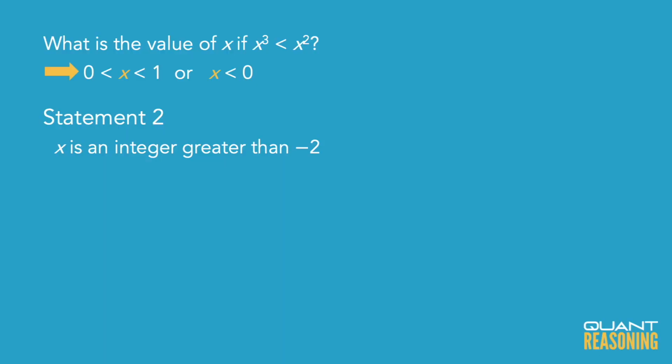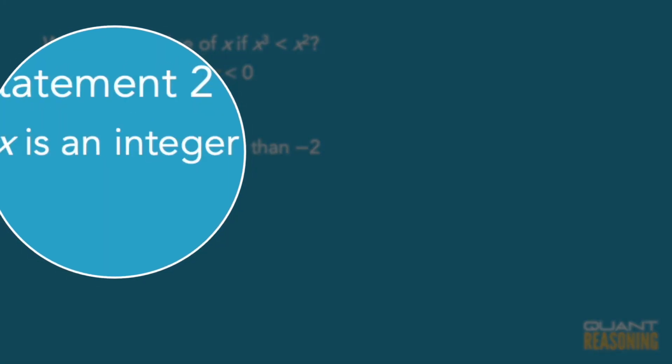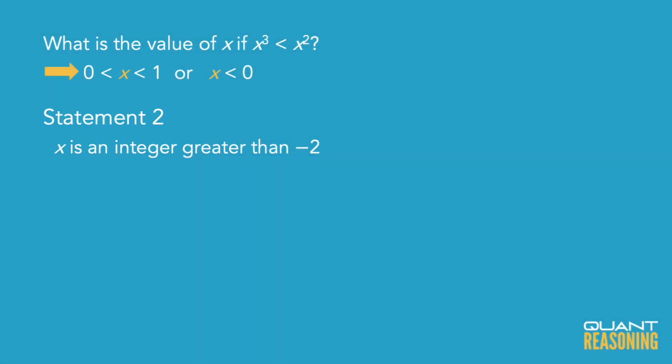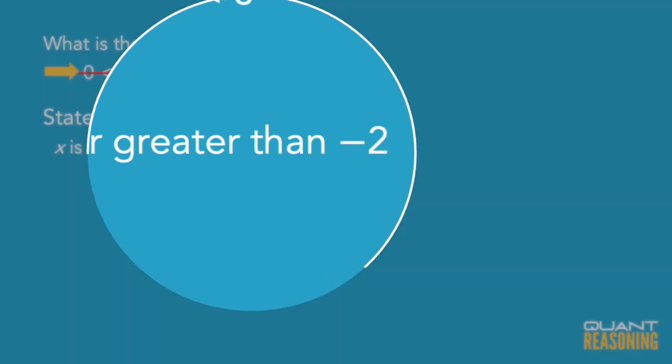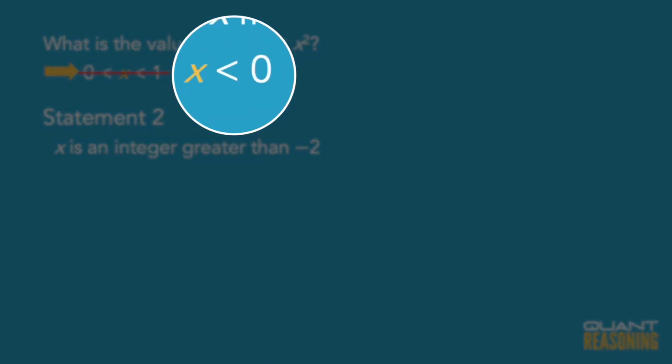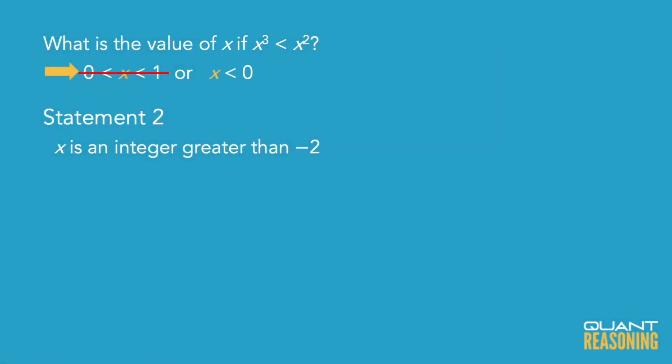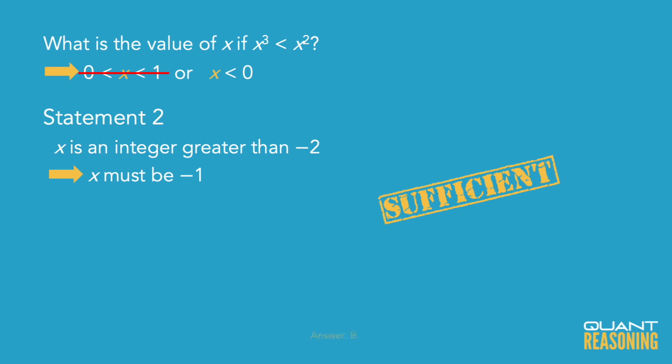But remember, we know from the free info that x is either a positive fraction or a negative number. So if we know that x is an integer, that excludes all the fractions, and we know it's greater than -2, and we know from the free info it does have to be negative, how many negative integers are there to the right of -2? Just one. So we can now infer that the value of x is exactly -1. That's the only possibility given statement 2. And therefore the correct answer is B.